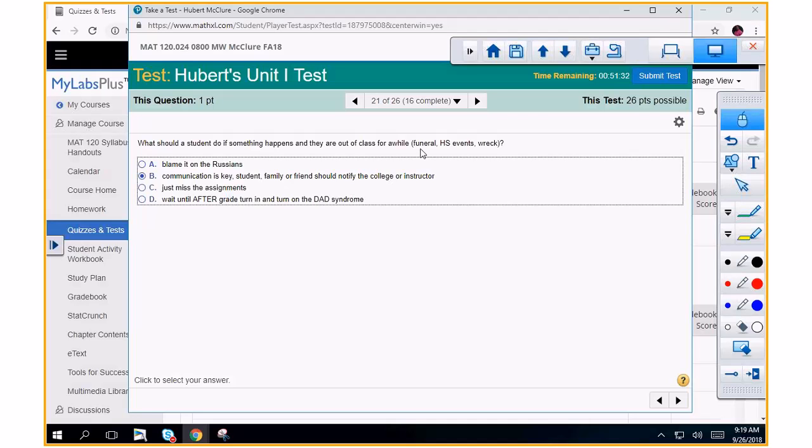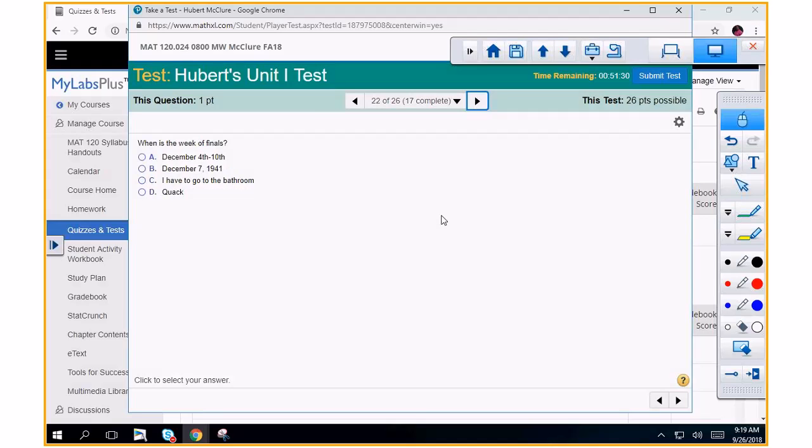Yes, sir. What's the dad syndrome? Are we going over that? No, I quit going over that because people got offended. Dumbass disorder. Redneck disorder. Anyway, when is the week of finals? It's the only one. Quack. I have ducks, and when I was writing this, one of them was quacking. When I wrote that one, I remember that one.